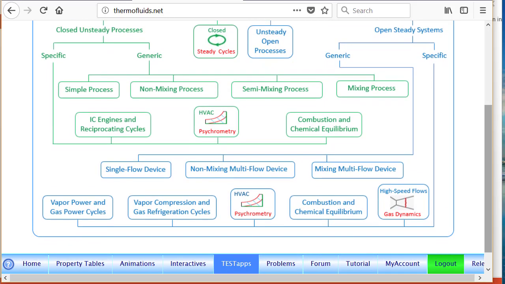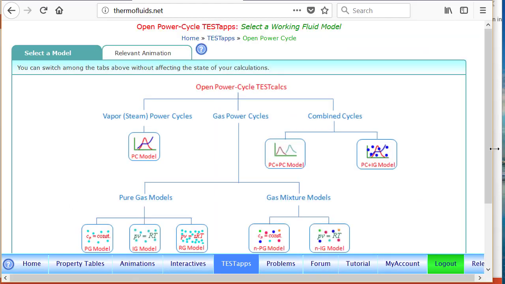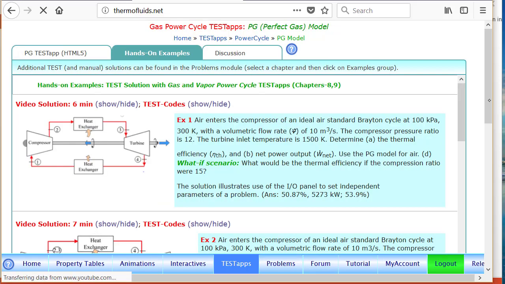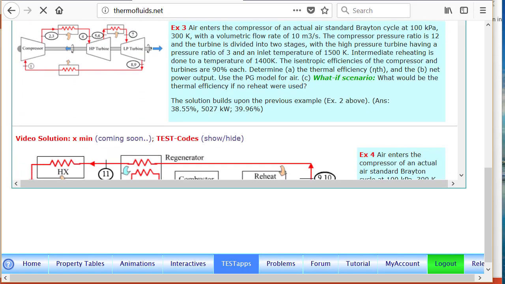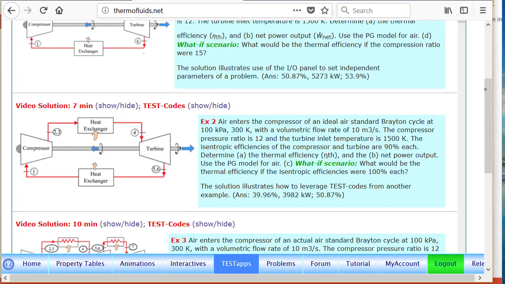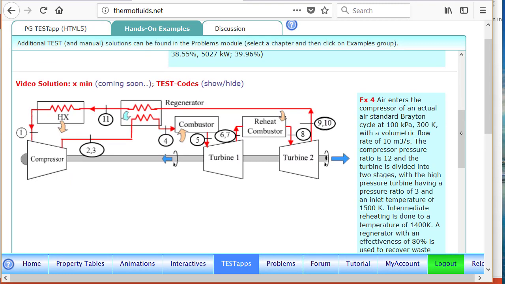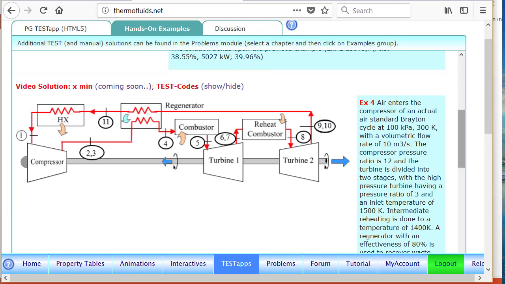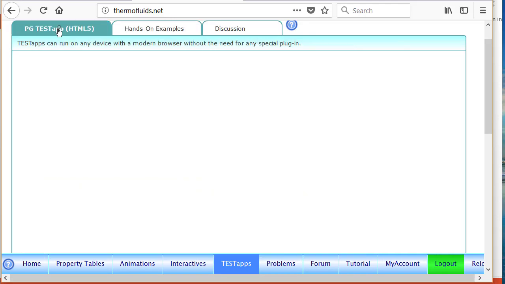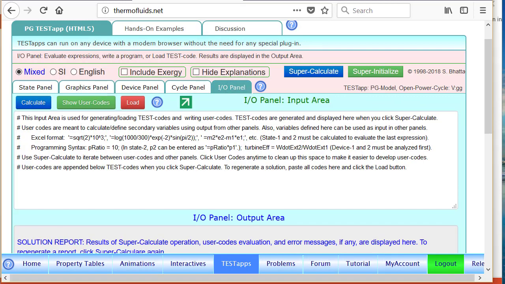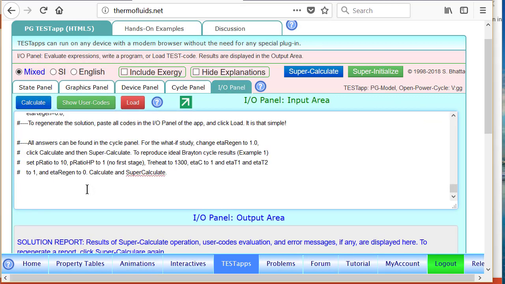we must follow the specific branch, vapor power and gas power. And this is about the PG model. We click PG model, and here comes the page, and I'll pick up the test code, which is right here. So this is our problem. So the test code should be here, and I'm going to just Control A, Control C. So instead of starting from scratch, I'm starting from the solution.